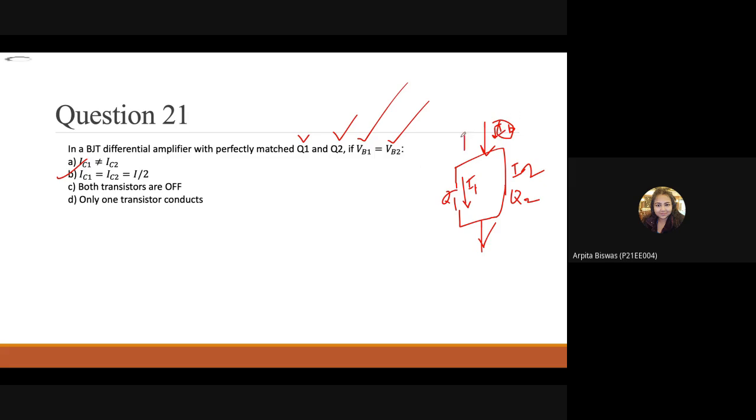Here the I is flowing, so from here the I by 2 is going to flow, and from here also the I by 2, because it is perfectly matched, so the same current will flow. And from here, when it goes, it is also the I. So the condition is IC1 equal to IC2 equal to I by 2.